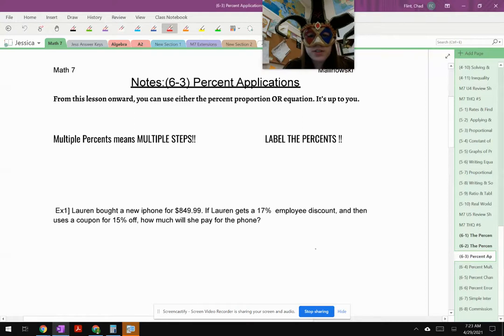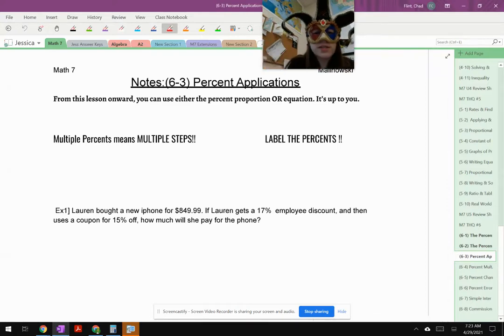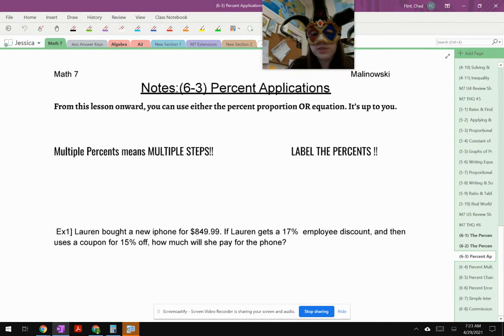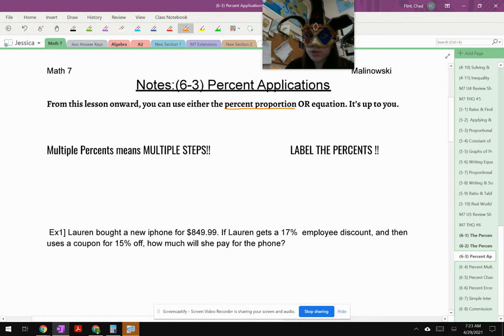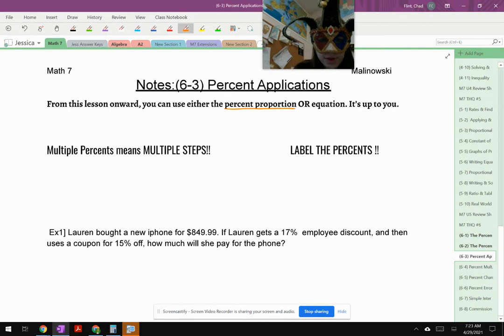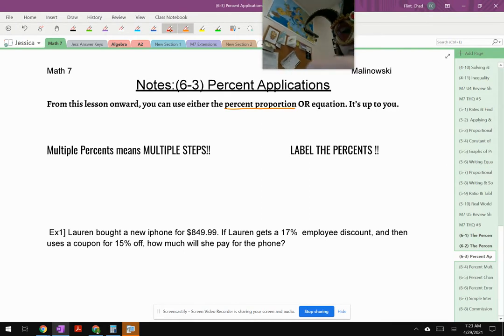Right, so these are notes for 6-3. This is percent applications. From this lesson onward, you can use either the percent proportion or the percent equation. It's up to you. I no longer care; it's whichever one you feel most comfortable with at this point. So let's just review those really quick.